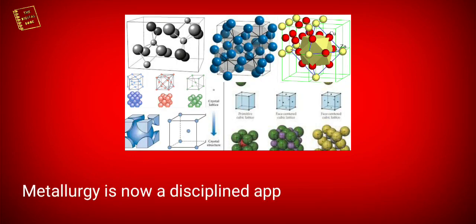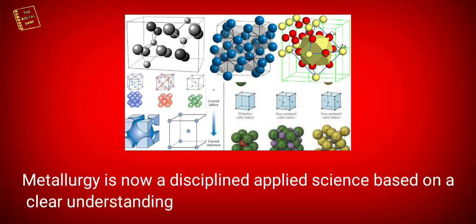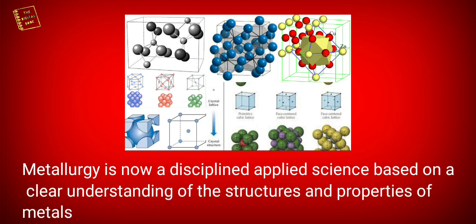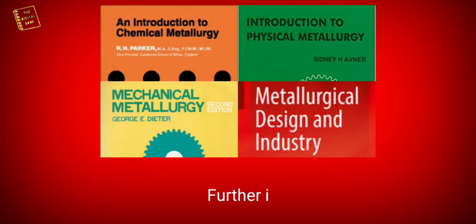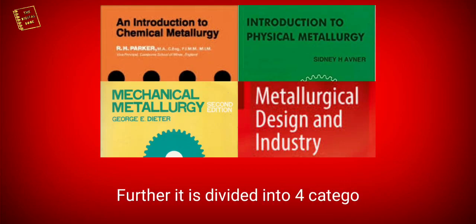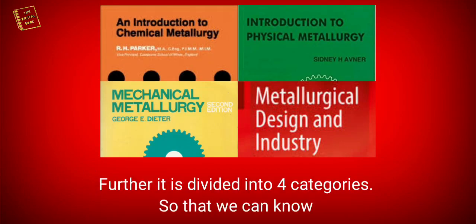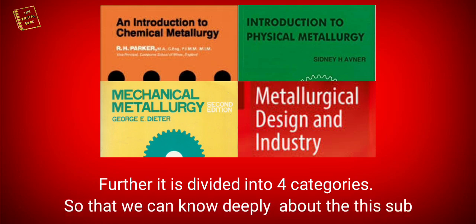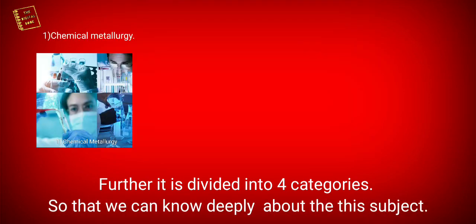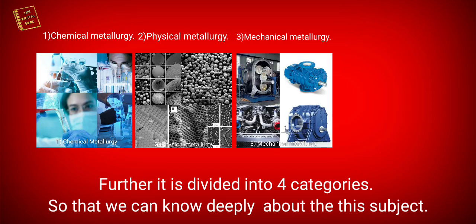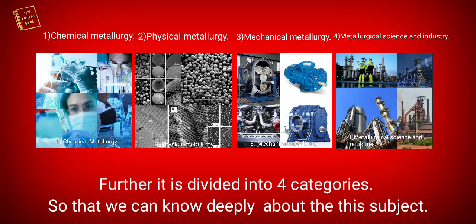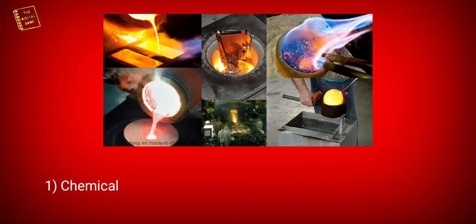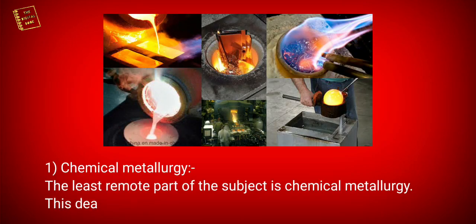Metallurgy is now a disciplined applied science based on a clear understanding of the structures and properties of metals and alloys. Further, it is divided into 4 categories, so that we can know deeply about this subject. Number 1 is chemical metallurgy, number 2 is physical metallurgy, number 3 is mechanical metallurgy, and number 4 is metallurgical science and industry.